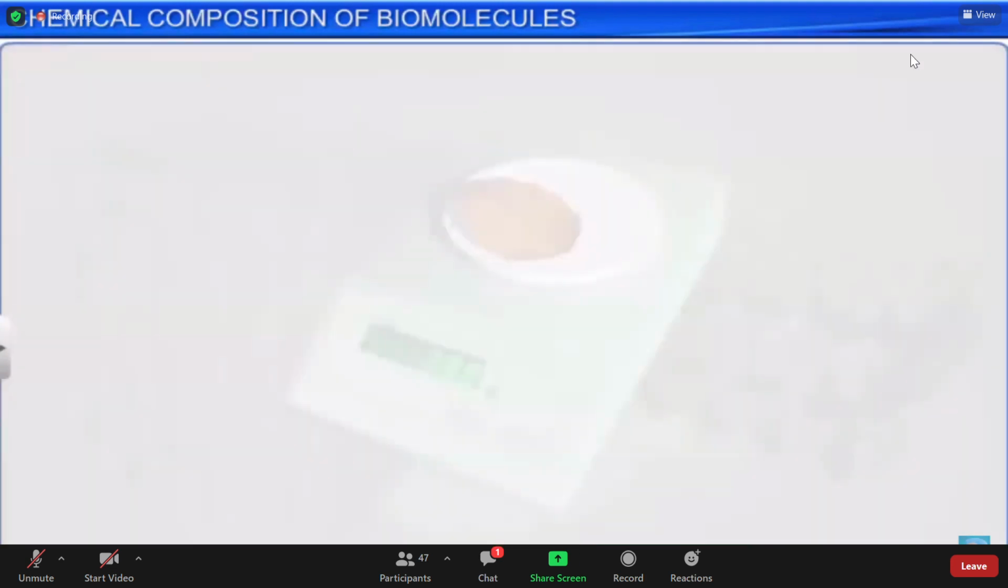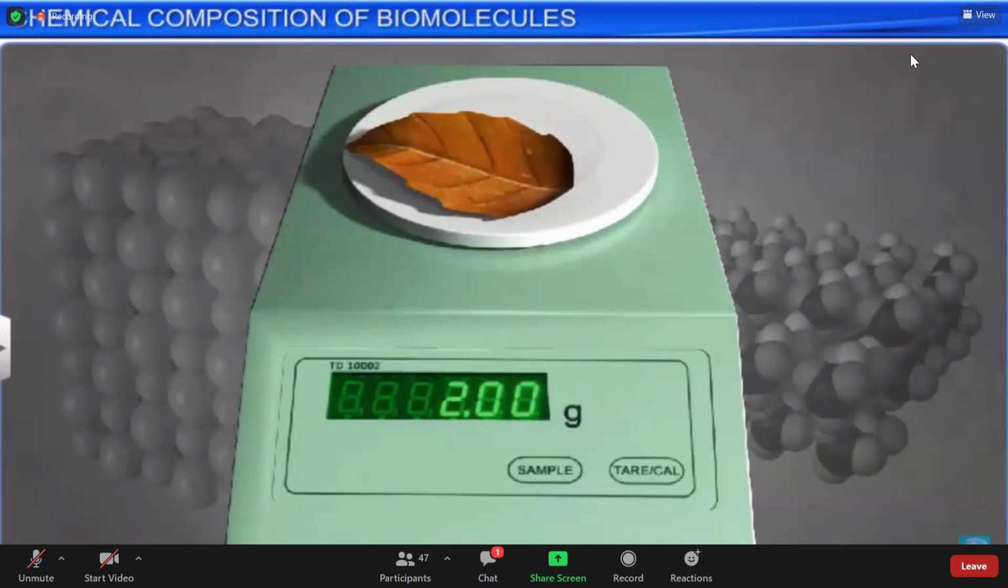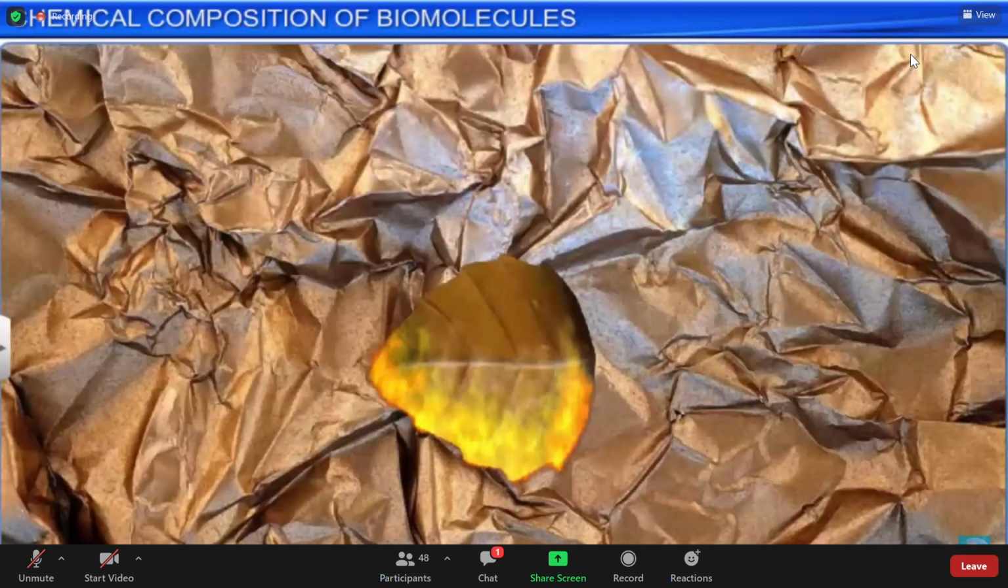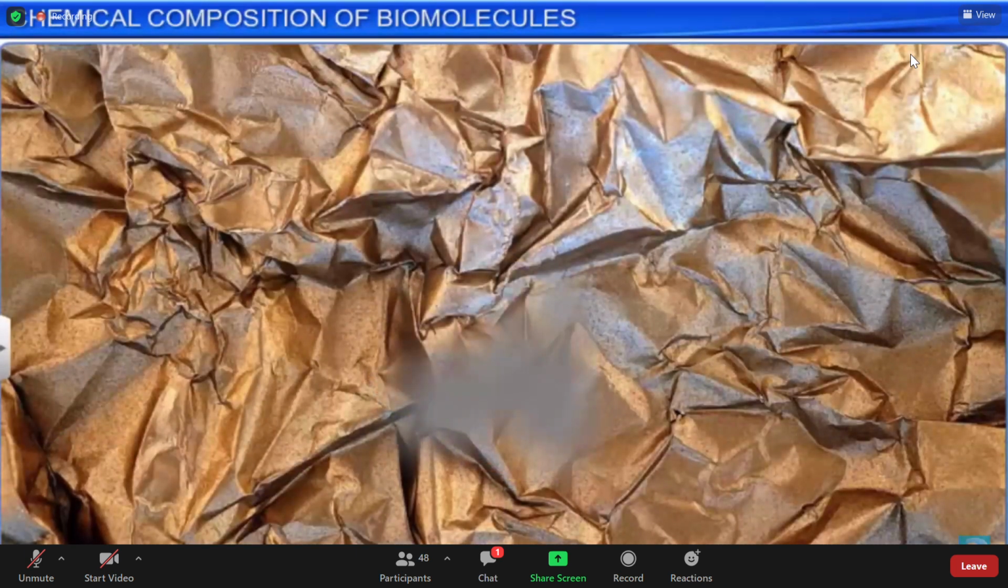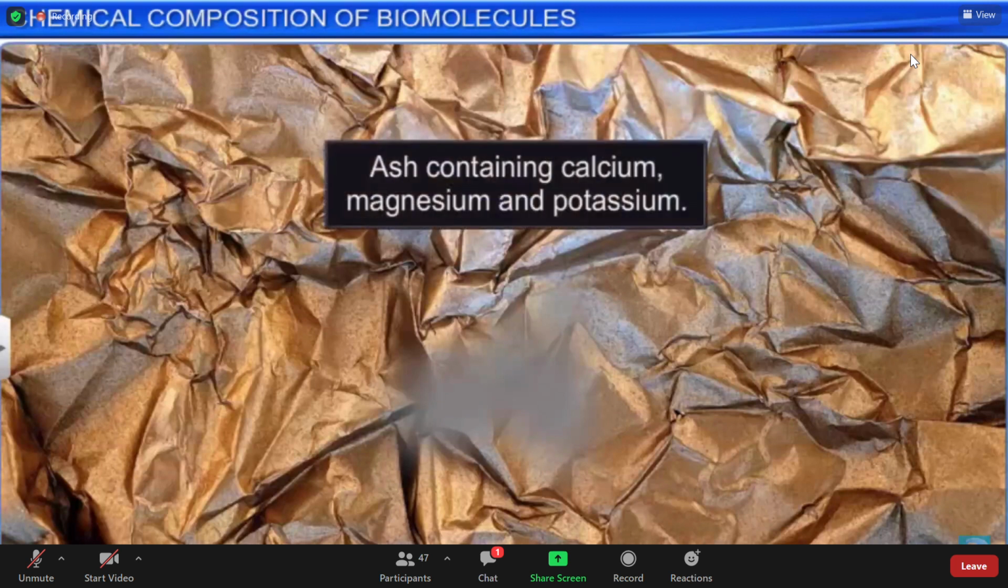Then we dry this leaf to allow the water to evaporate, to get its dry weight and its ash weight, and see the differences. Now, when we burn the leaf, the carbon compounds get oxidized and the leaf releases carbon dioxide and water vapor. The remaining ash contains inorganic elements such as calcium, magnesium, and potassium.